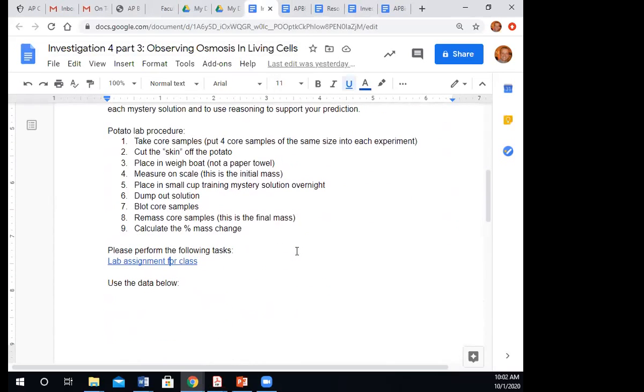So going back through this, I would like to share with you what this procedure looks like really quick. It's a fun one.